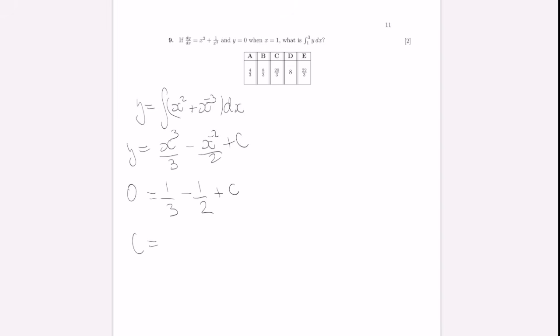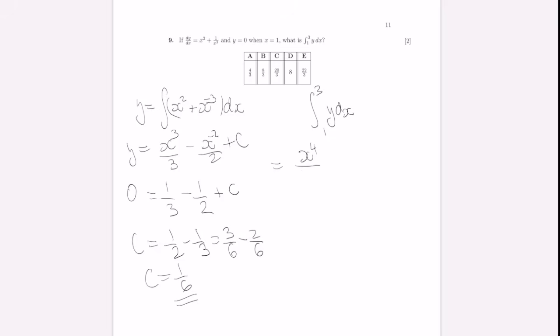So that constant is simply going to be equal to 1 over 3, take 1 over 2, take away 1 over 3, which is the same as 3 over 6, take away 2 over 6. So our constant is just going to be 1 over 6. Okay, now let's actually integrate y by dx between 3 and 1 to get, what are we going to get?